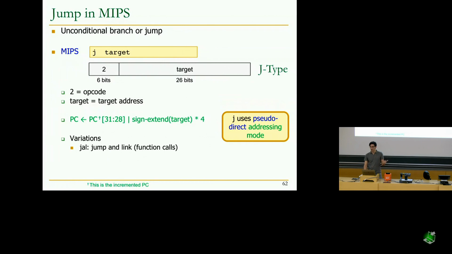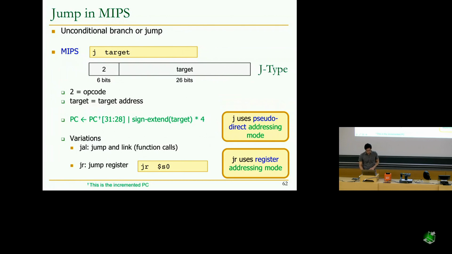There are some variations. I mentioned before that we have a specific jump to go to a subroutine. This is called jump and link. And we also have a specific jump to return from the subroutine. This is the jump register. And actually, if you compare this jump register to the jump that we have in LC3, you will see that it's exactly the same. It has the same semantics. This one also uses the register addressing mode.